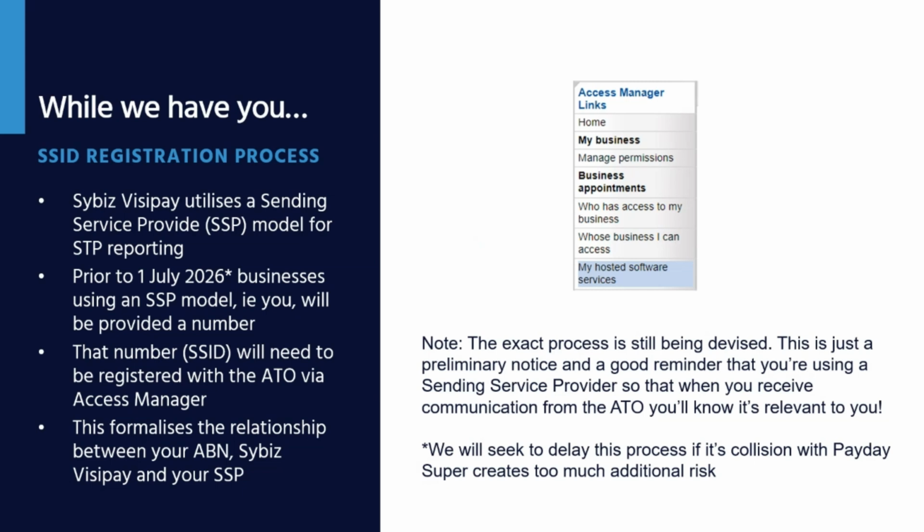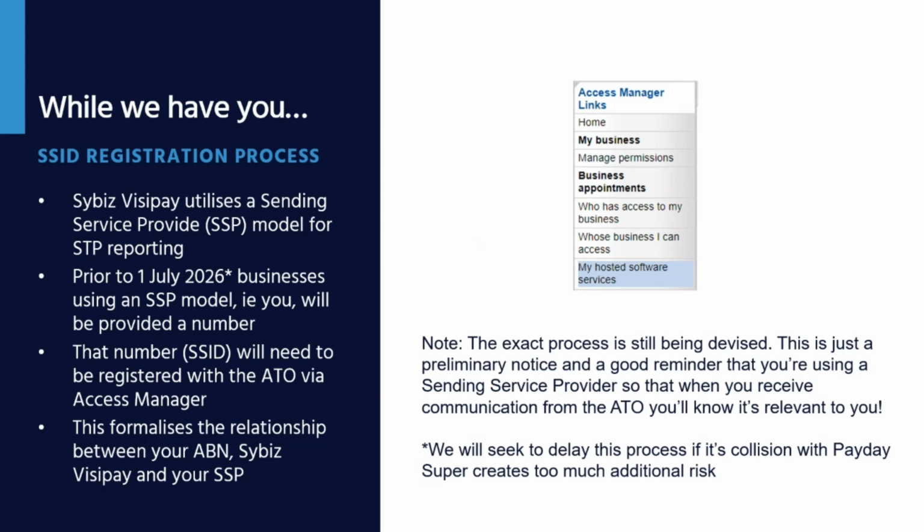Up until now, employers that have used the sending service provider haven't had to have what's called an SSID, and that is going to be issued at some point in time prior to the 1st of July 2026, although big asterisk there. As an industry, we think the timing is a little bit stupid, so we are pushing back to the ATO to say, look, can we just delay this a little bit, because we've got Payday Super, which is going to be stressful enough.